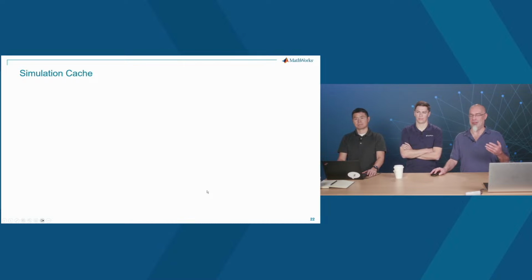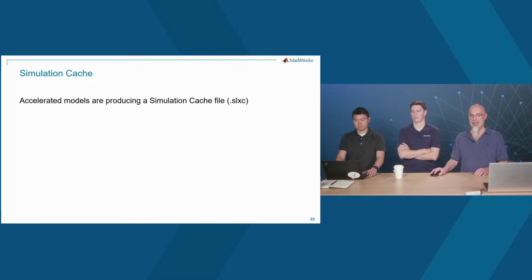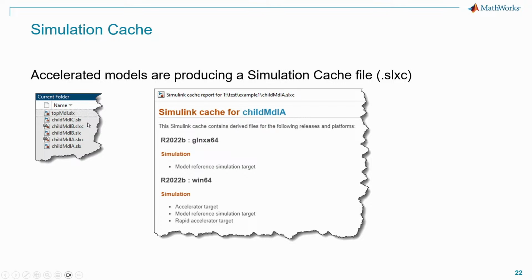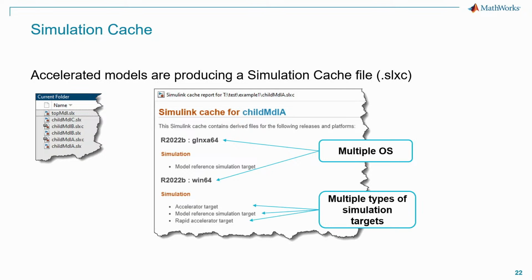Simulation cache, we've been talking about it for some time. What does it look like? It's a file with an extension SLXC. You will see appearing next to your model, with the same name as the model, a file with the .slxc extension. If you double click on it, it's going to show you a report showing what is inside that cache. And the cache can contain multiple things. It can contain artifacts from multiple operating systems. It can also contain the precompiled stuff for different targets: for the accelerator mode, the rapid accelerator, for model reference.